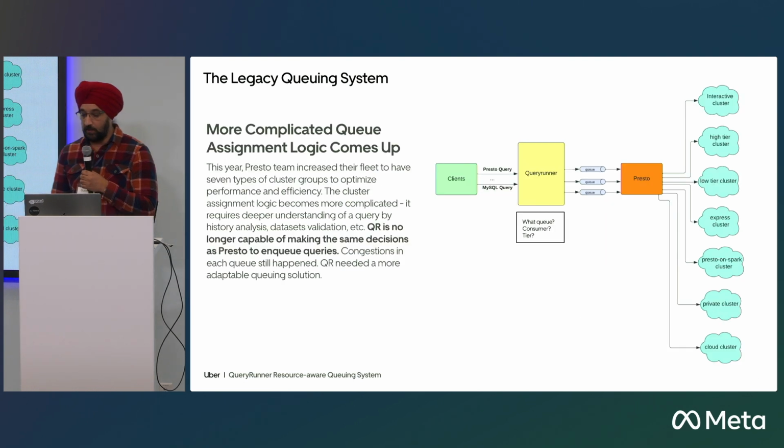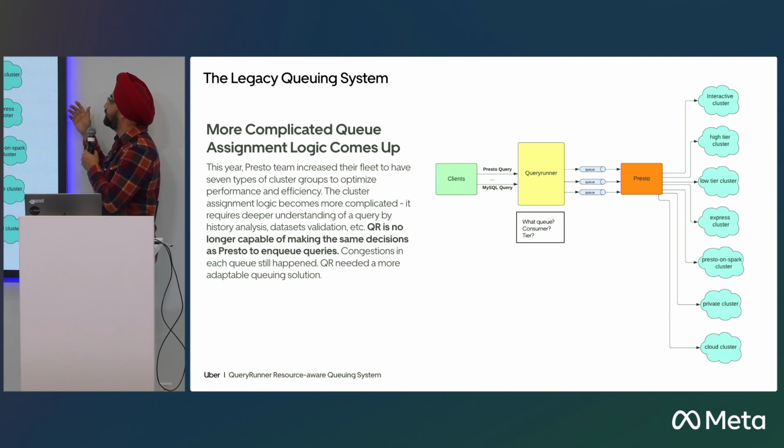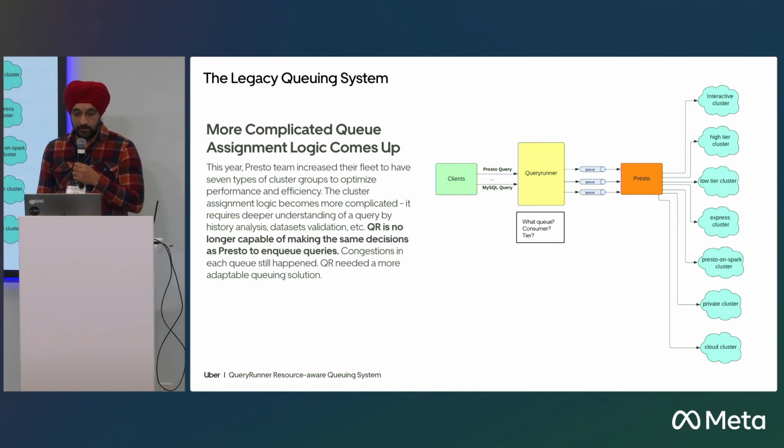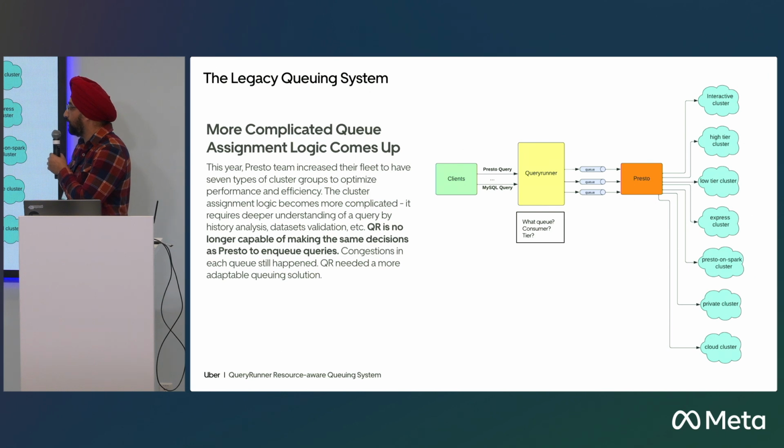Initially it was sufficient, but later we started to have a lot more cluster groups. In addition to high tier, low tier, and interactive, we had one express cluster group, which was a cluster group for short queries. We had some Presto and Spark groups of queries. We had some private clusters and a cloud cluster. The static queue configuration that Query Runner had was no longer sufficient to make queuing decisions for these groups of queries.